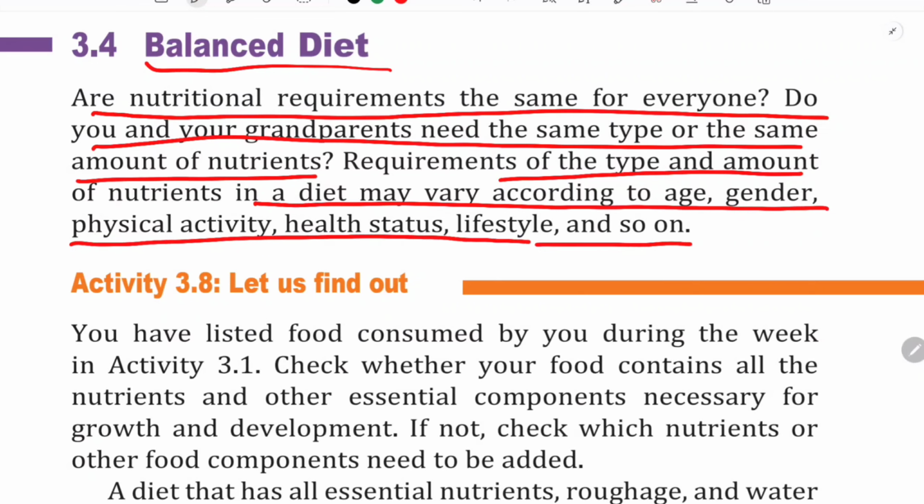See, the amount of nutrients required by our body is different for everyone. This depends on our age. If you are in a growing stage, you'll be needing more protein, more fats and all, because you can easily digest it. But if you become old, then you will be needing less of these nutrients. And if you are involved in physical activity, especially those in sports, they will be needing more protein and more fats. Even health status and how your life is matter. So the diet depends on all these factors, and it is not the same for everyone.